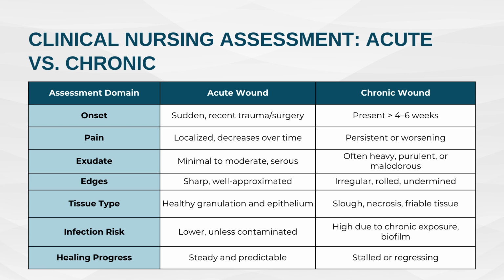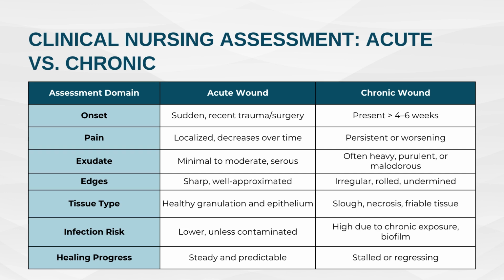The wound story is told in its presentation. Let's compare how acute and chronic wounds appear during assessment. Acute wounds often have a known, recent cause: surgery, trauma, or skin tear, and begin healing within a few days to weeks. Pain is often localized and subsides with time. Exudate is moderate and usually clear or serous. Edges are clean and approximated. Tissue appears healthy and granulating.